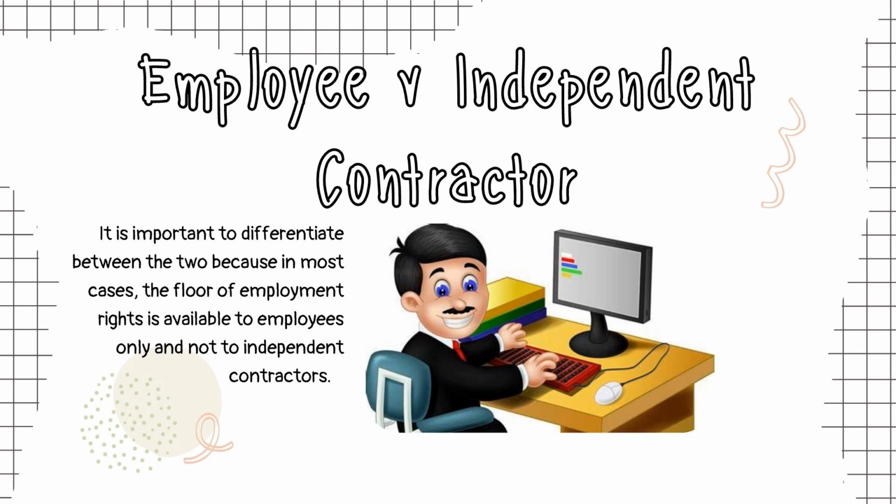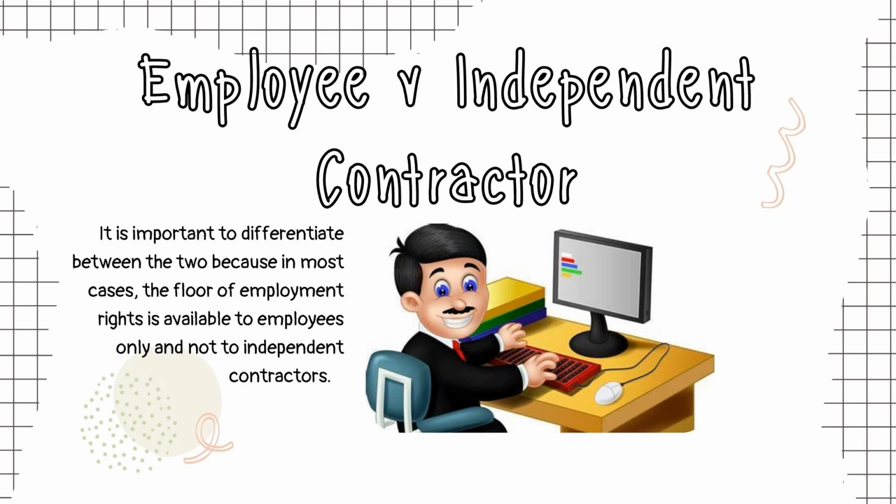It is extremely important to differentiate between the two because in most cases, the floor of employment rights is available to employees only and not to independent contractors. So you're probably asking at this point, what is the floor of employment rights? So the floor of employment rights will be stuff like holidays with pay, maternity leave, severance pay, receiving a written statement of particulars, that kind of stuff. The employer has to give those things to an employee, which is the contract of service. However, he does not have to give those things to an independent contractor, which is the contract for services.